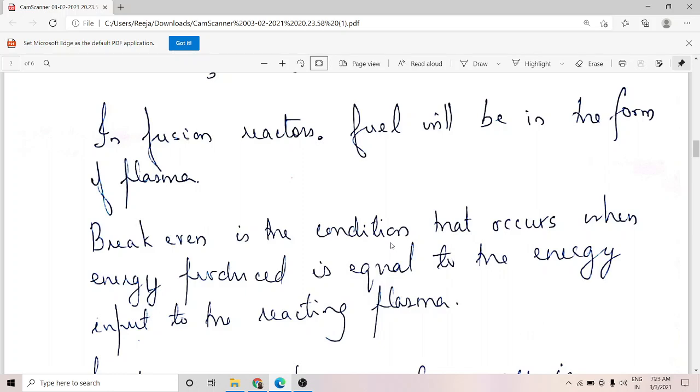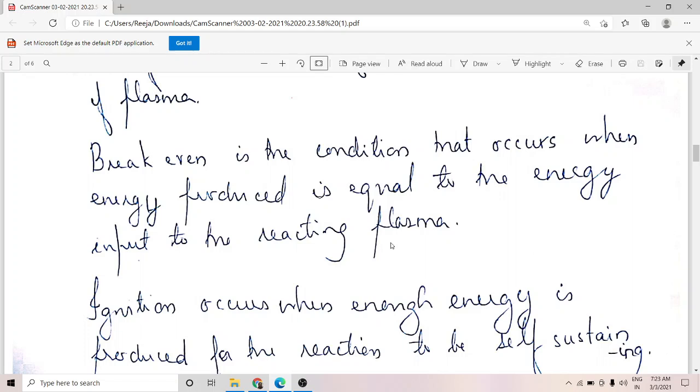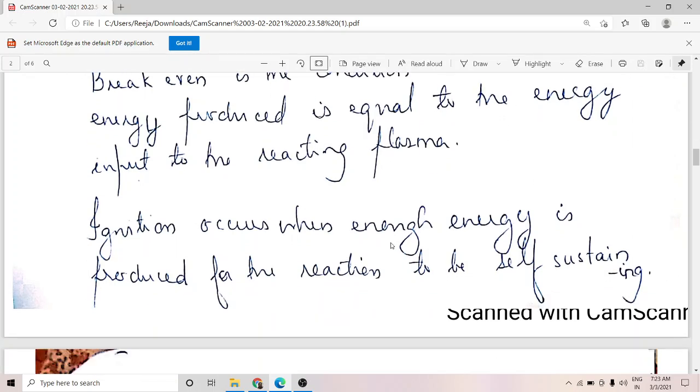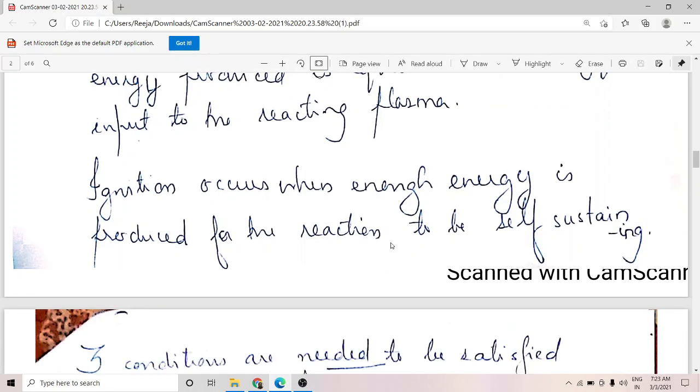Now you have to learn two new terms which will be used in these fusion reactors. One is break even. Break even means the condition that occurs when the energy produced is equal to the energy input to the reacting plasma. That is, we say that the break even condition is achieved when the energy produced by the fusion reactor is equal to the energy given to the reacting plasma. And ignition. Ignition occurs when enough energy is produced for the reaction to be self-sustaining. That is, there is enough output energy produced so that the reaction propagates or sustains on its own, and that is called ignition.